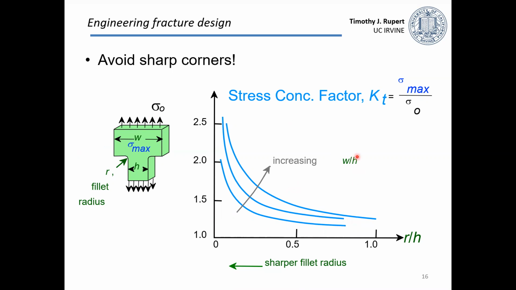Okay. So for any one of these curves, this is for a given ratio of the width to the second width, so W to H. You just pick one if you want. But as we move to the left here, this is going to a sharper fillet radius. So it could be a sharp corner, it could be a 90-degree angle, or it could be some smooth rounded corner. Rounded corner is out here, sharp corner is in here. So what you see is that you get a pretty rapid increase in that stress concentration.